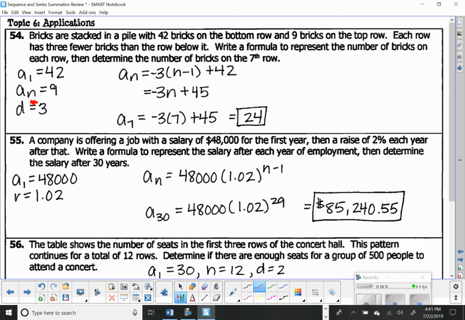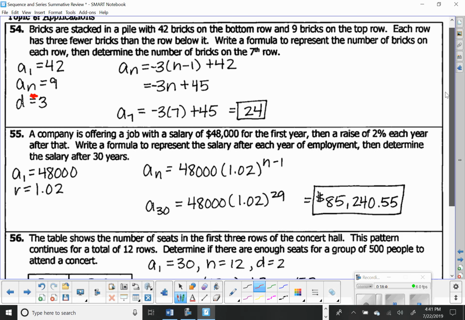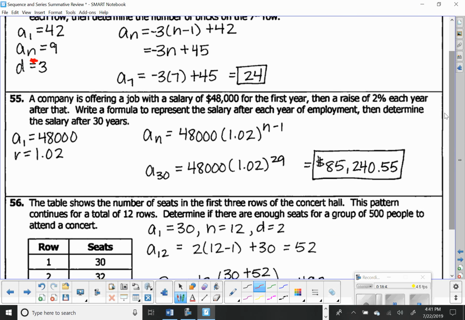Okay, number 55. A company is offering a job with a salary of $48,000 for the first year, then a raise of 2% each year after that. Write a formula to represent the salary after each year of employment, then determine the salary after 30 years. So, 48,000 is the starting. Why is this 1.02?